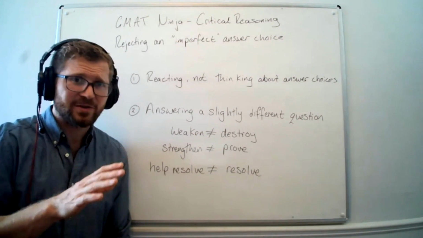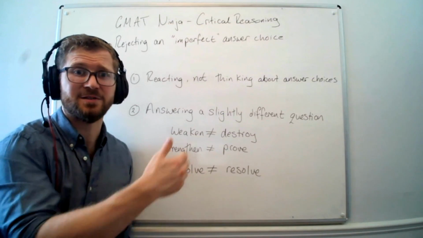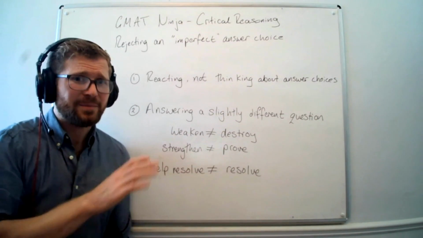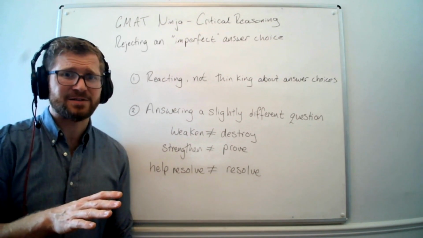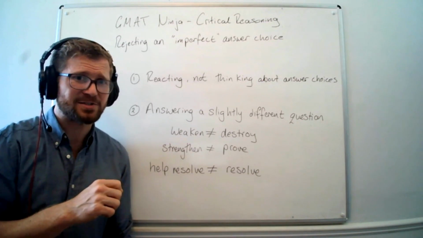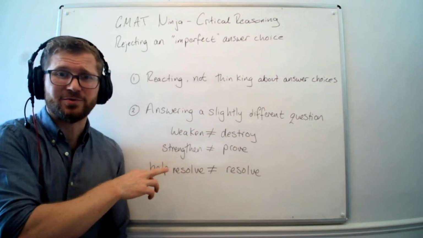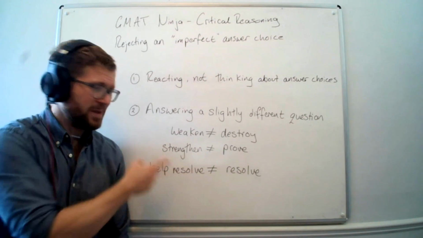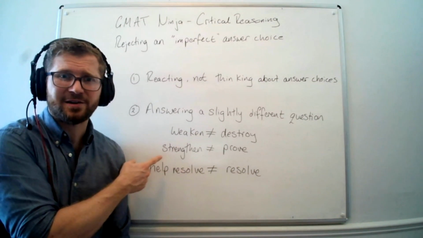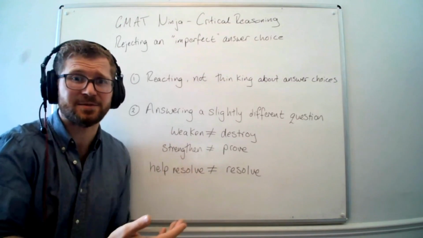So if you're in a weaken question and you find an answer choice that weakens the argument but doesn't destroy it, well, then maybe hold on to it because that could be the right answer. It doesn't do quite what you want it to do, but maybe it's answering the question that was written and not the one that's in your head. And then we've got these 2 other examples where you're doing exactly the same sort of thing. If the question asks you to strengthen the argument, it doesn't want you to prove it. It just wants you to strengthen it, and maybe 1 step's enough.